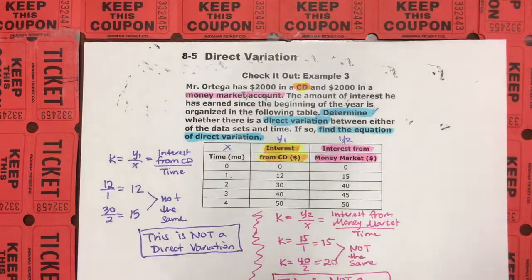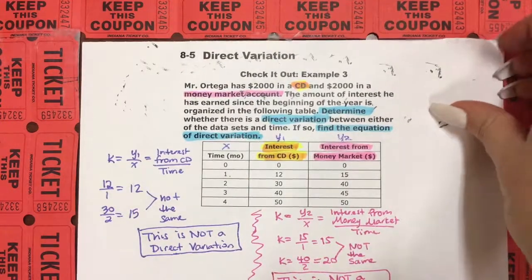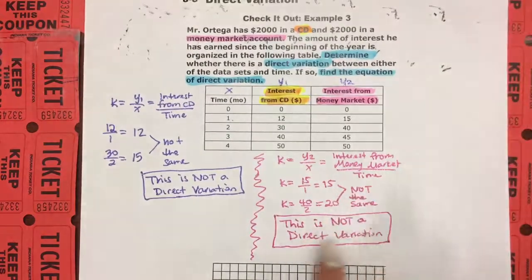All right, goodbye. Oh, can you see that? Wait, hold on, let me see. I'm just looking at my screen. This is not a direct variation. Okay, we'll try that again.